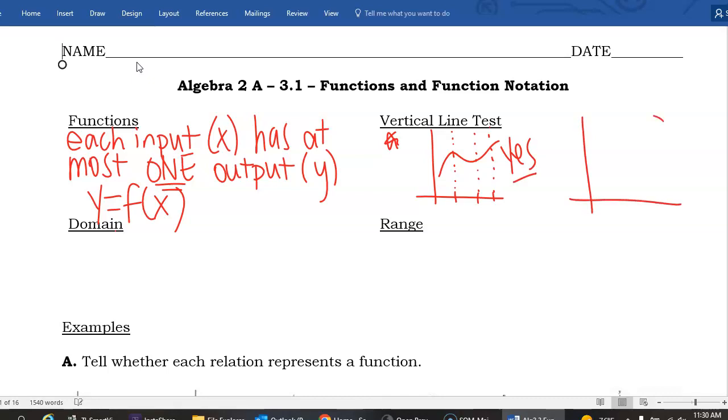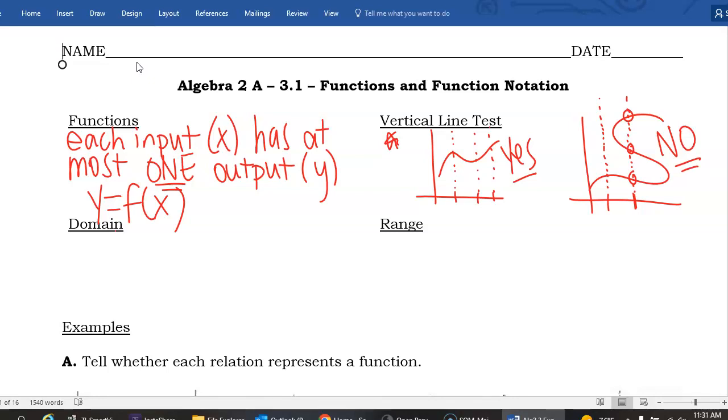Versus if I have a graph, and let's say it looks like that, and I test this input value, it looks good, it only passed the graph one time, but I test this input value, and I'm hitting my graph more than once. If I have multiple outputs at this input, no, that is not a function.